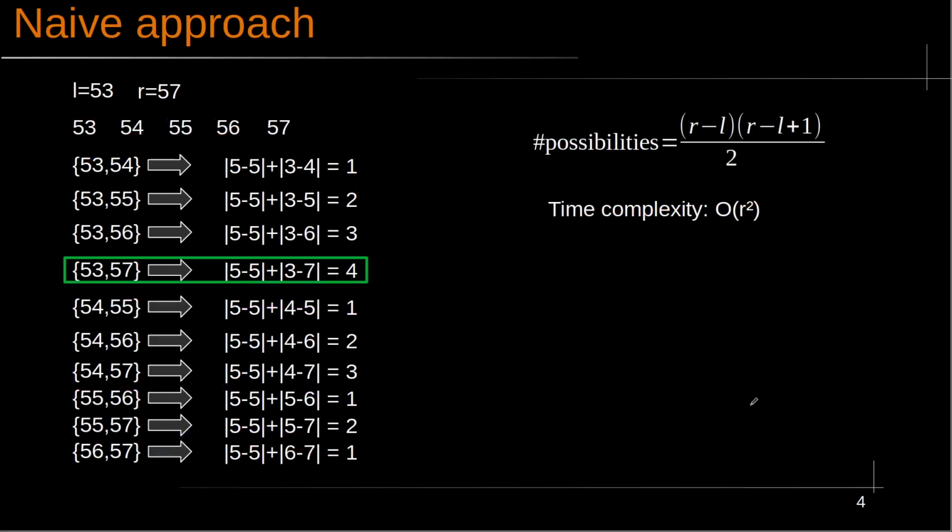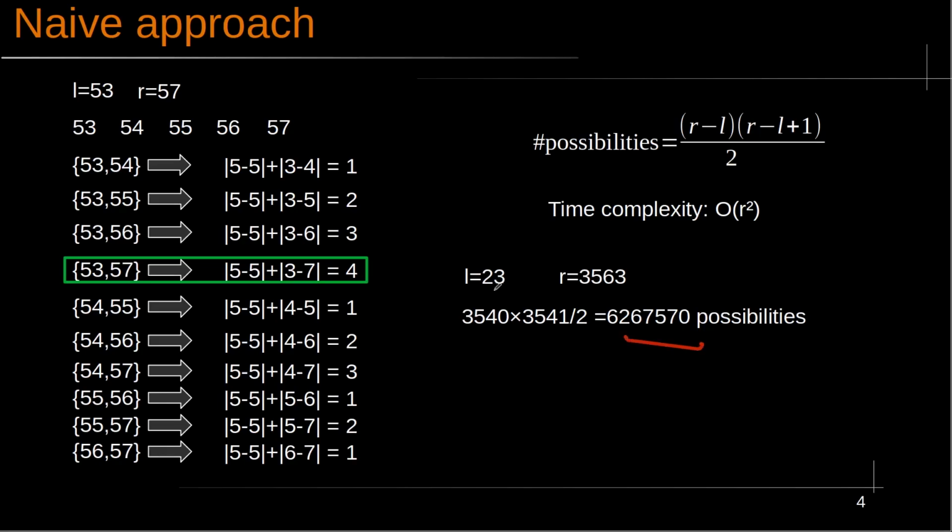The time complexity of this approach is big O of R squared, it is quadratic. Then we can compute the number of possibilities if we have L equal to 23 and R equal to 3,563. We have this huge number of possibilities only for this range. If we use this approach, it's very clear that if we code this, we're going to have a time limit exceeded.